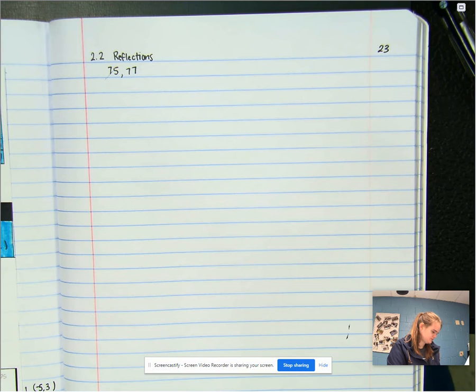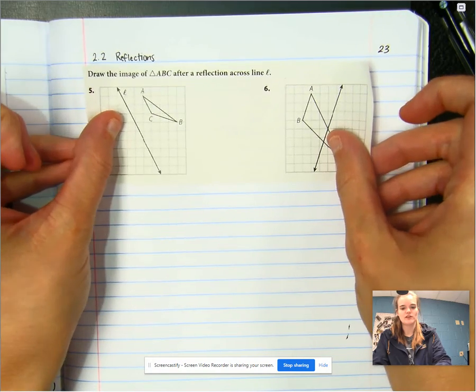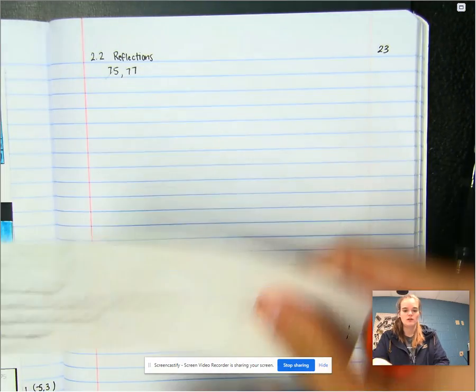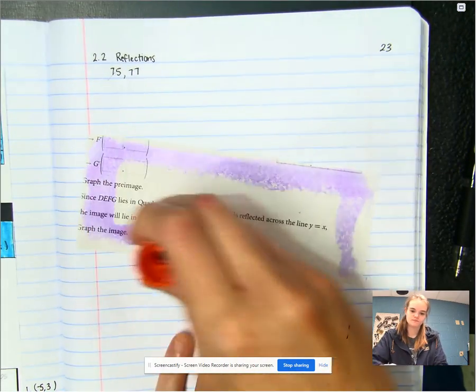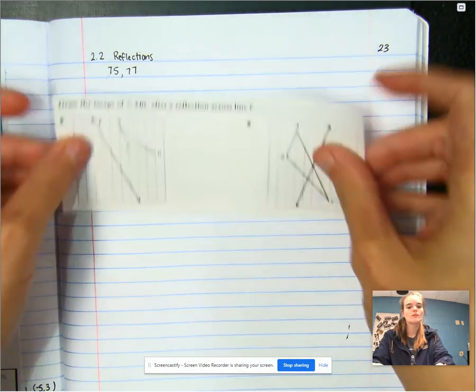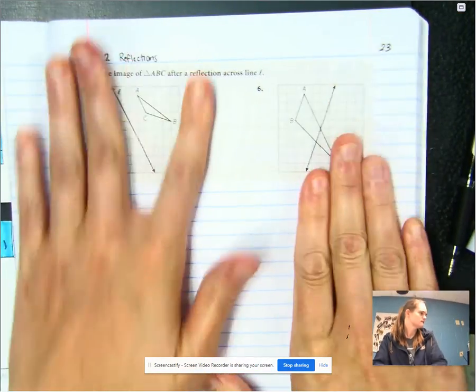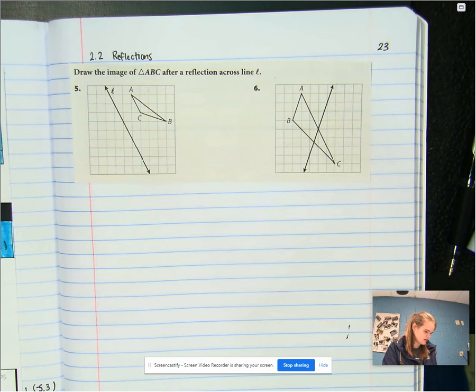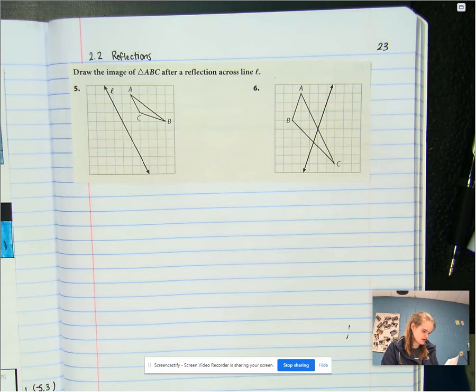From 75, you are going to need numbers 5 and 6, and you're going to glue them right there. From 77, you need number 8. Just kidding, number 9. And just number 9. No instructions.